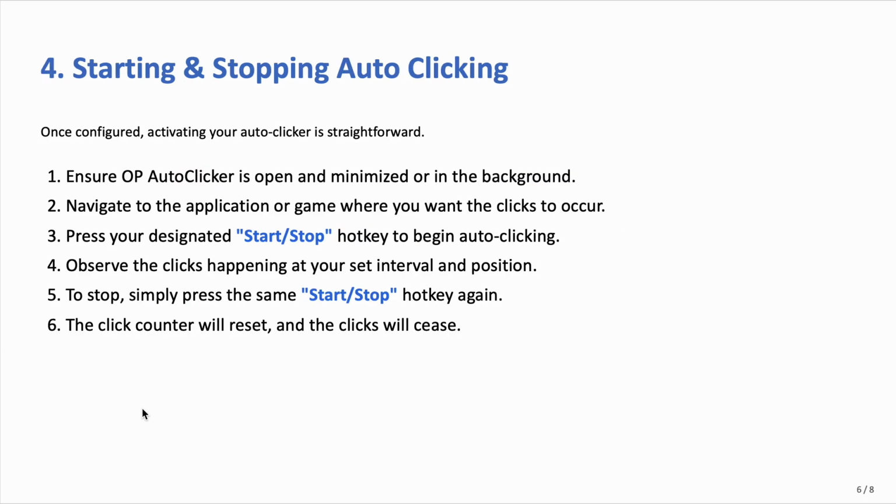Then, starting and stopping auto clicking: ensure the auto clicker is open and minimized in the background. Then navigate to the application or the game where you want the click to occur. Observe the click happening at your set interval or position.